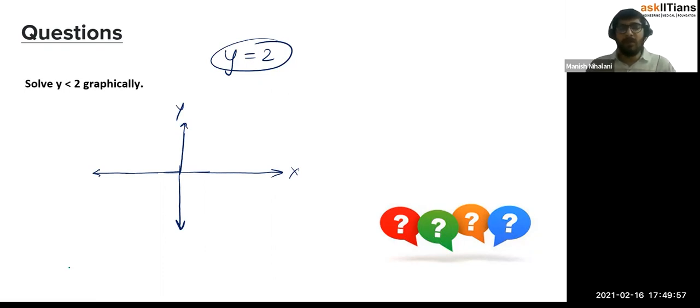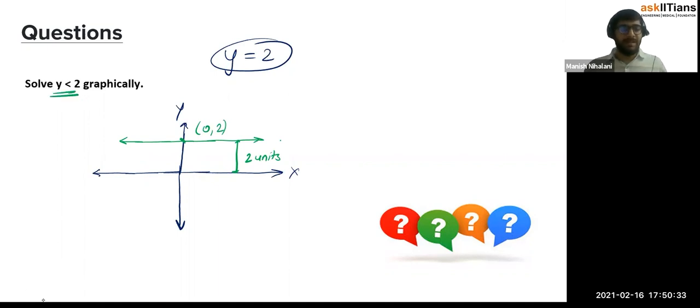Now this y equal to 2 says plus 2, so it has to be above the x-axis, whereas if it had been minus 2, it would be below the x-axis. So y equal to 2 is a line parallel to the x-axis, 2 units above it, right? And where will it meet the y-axis? At the point (0, 2). Absolutely correct. Now it says you have to solve for y less than or equal to 2.